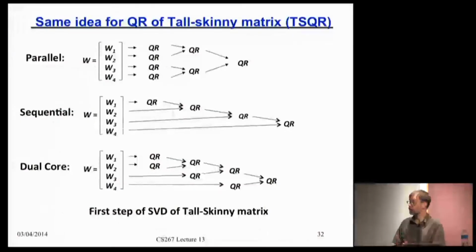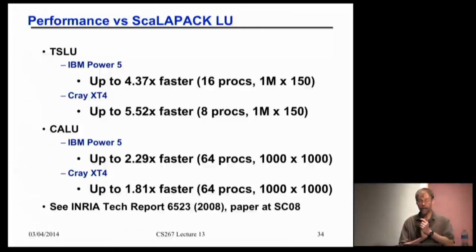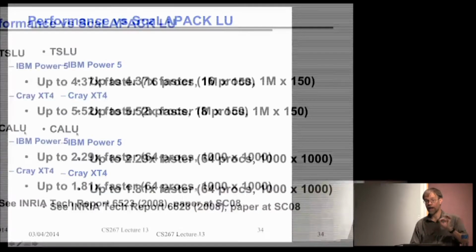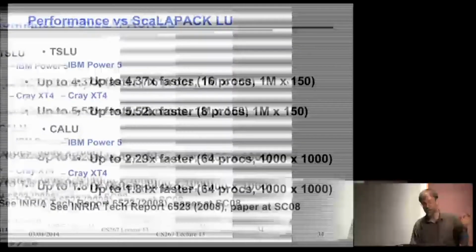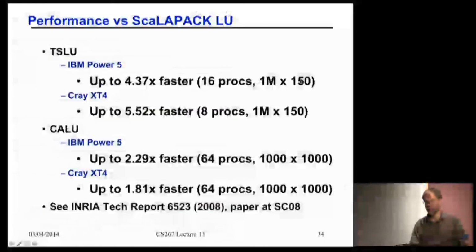So now let me show you some performance data. Let me compare it to ScaLAPACK first. I'll show you both just the tall, skinny LU, and then if I use that as part of a square LU. So this is doing this tournament pivoting on a really tall, skinny matrix. So 1 million rows and 150 columns, and it went up to 4.37 times faster on this IBM Power 5. On a Cray XT4, I think a predecessor of Hopper, 5 times faster.